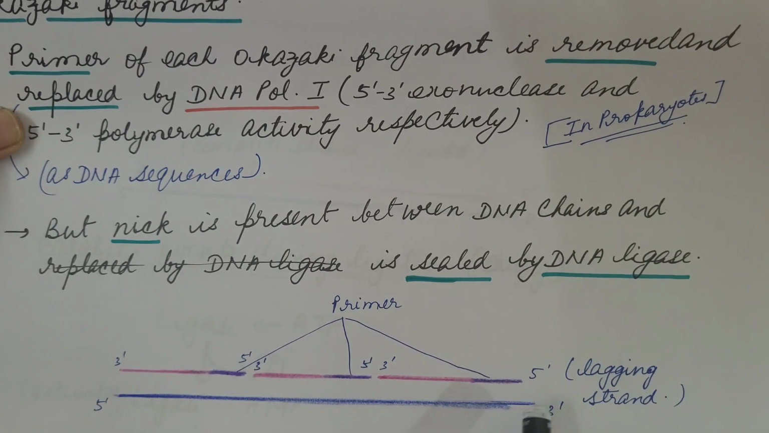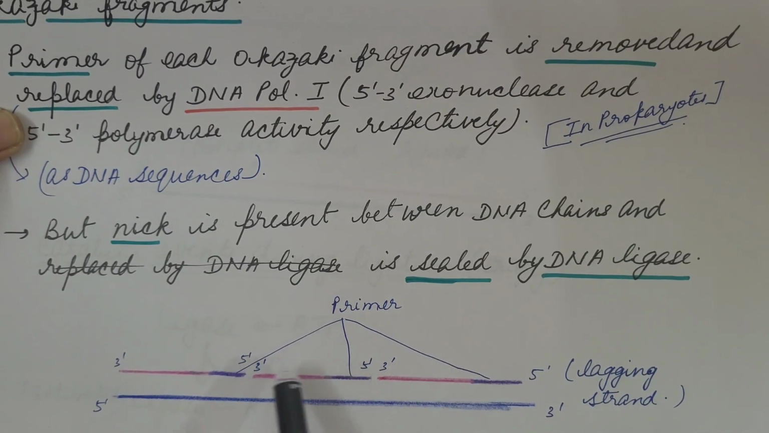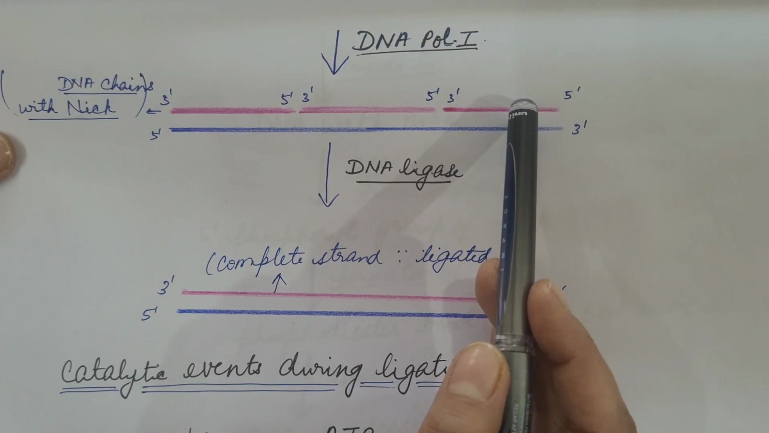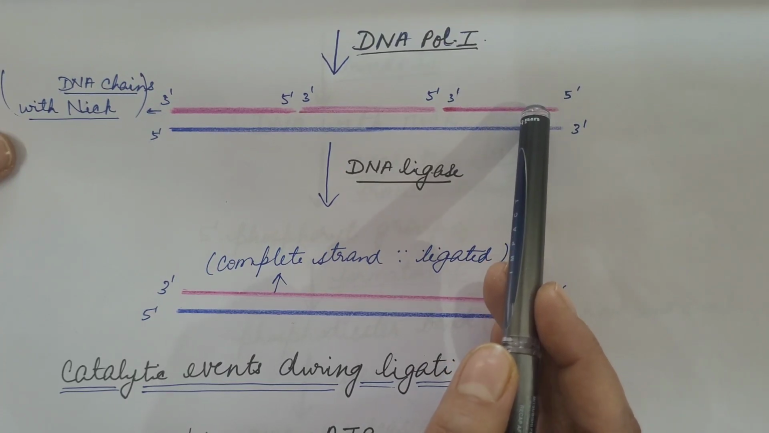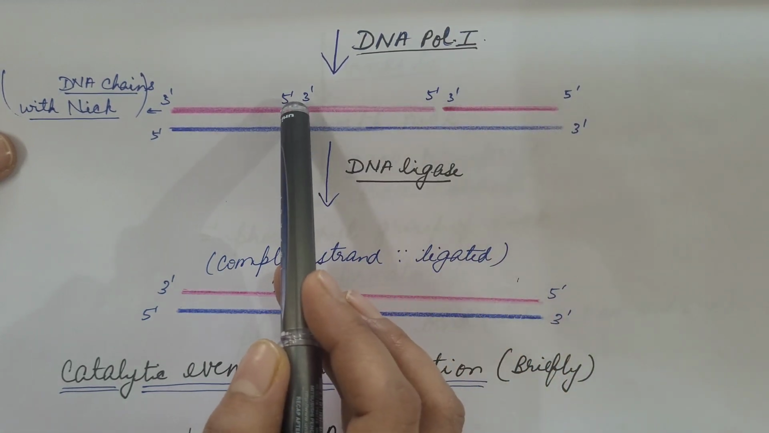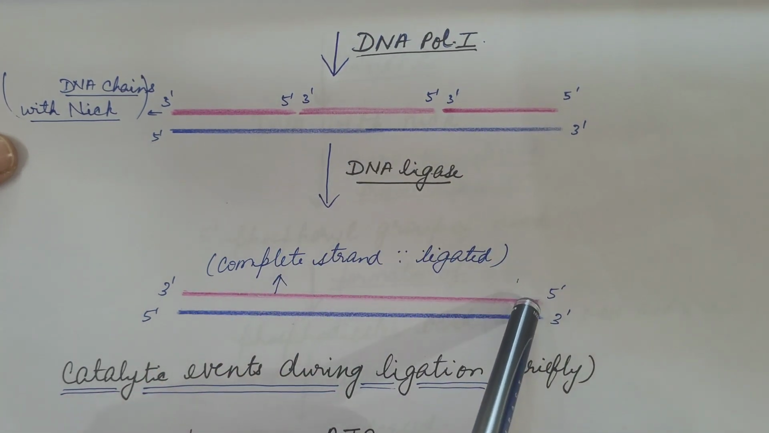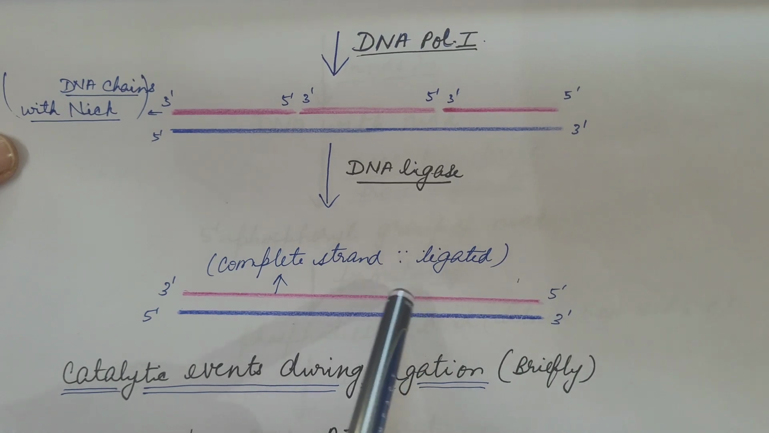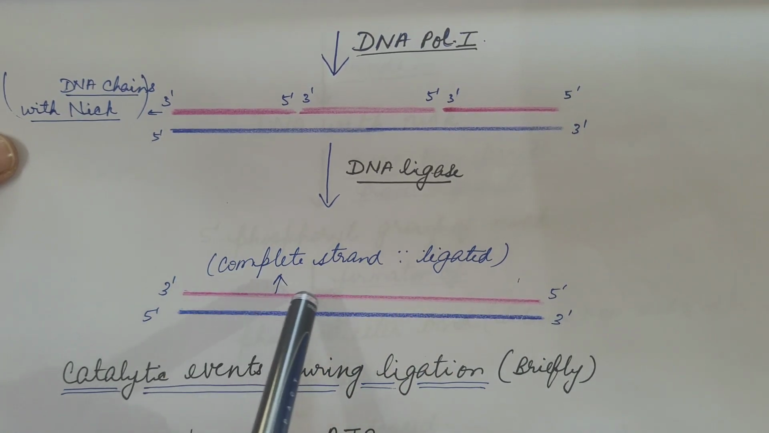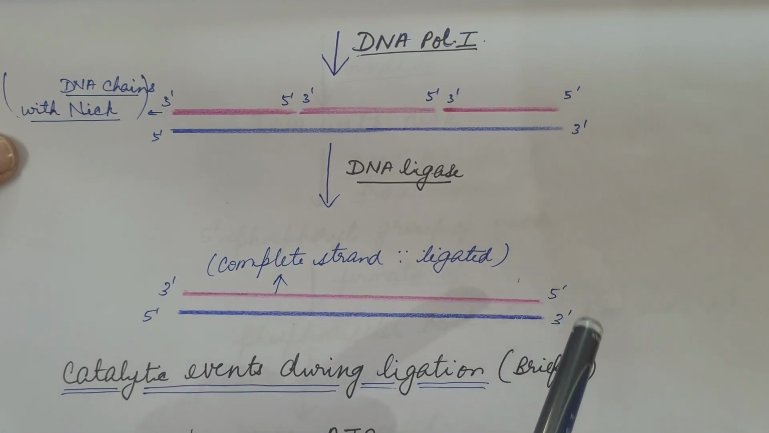This is the parental strand and this is the lagging strand. It is present in the form of fragments known as Okazaki fragments. And these are the primers of the Okazaki fragments. Now DNA polymerase 1 enzyme comes and removes the primer and replaces it with DNA sequences, but a nick is present between the DNA chains. Then comes the DNA ligase, which seals or ligates the DNA chains by forming a phosphodiester bond. Now the complete strand is formed.